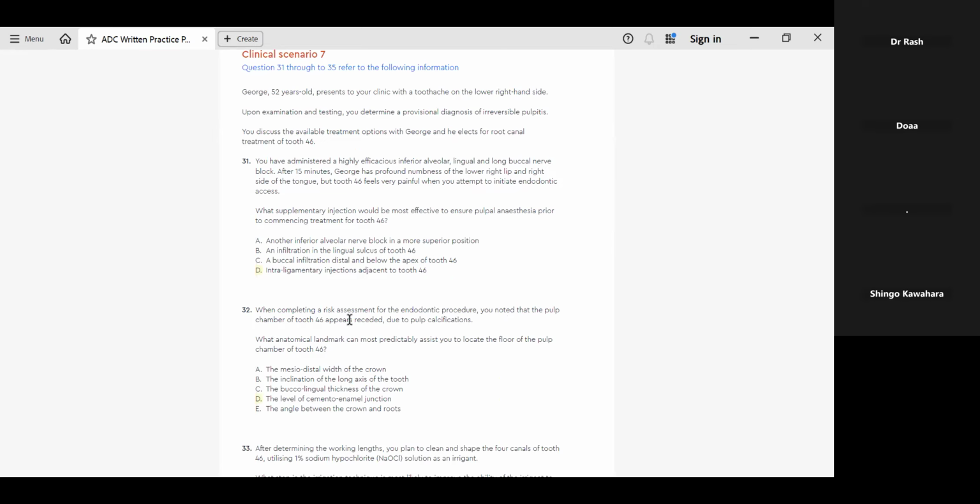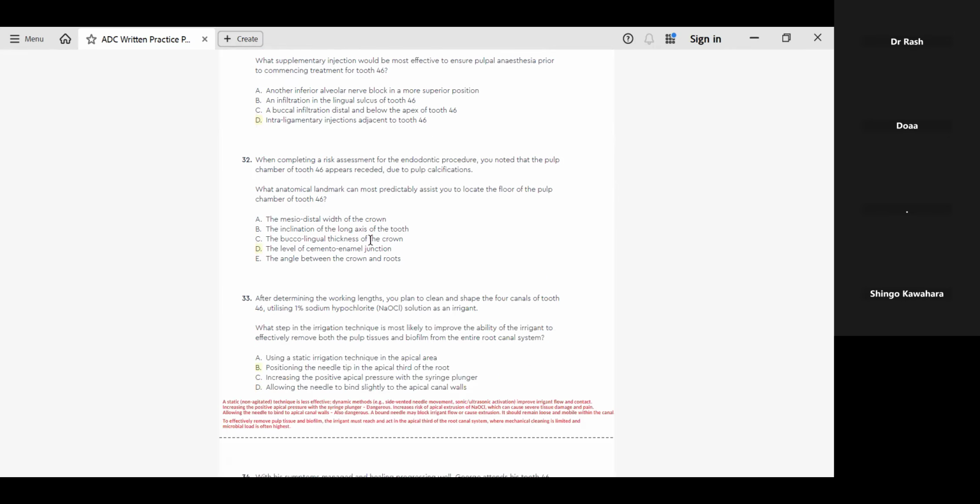Anatomical landmark to locate the floor of the pulp: CEJ, the cemento-enamel junction.